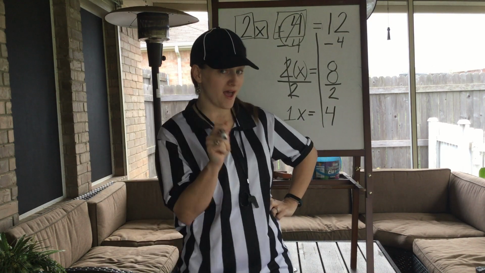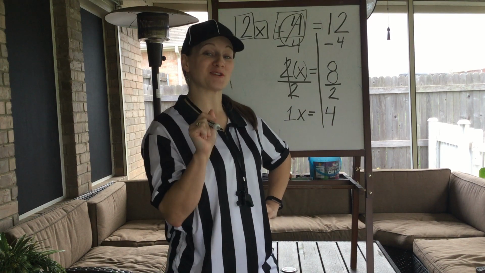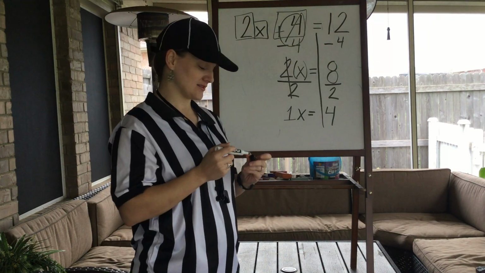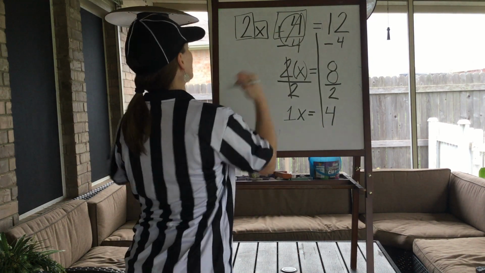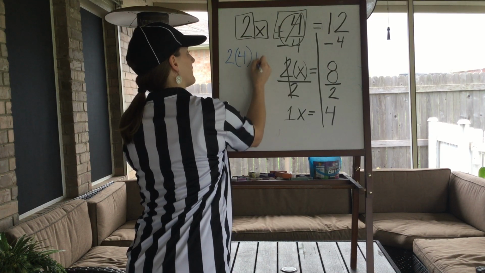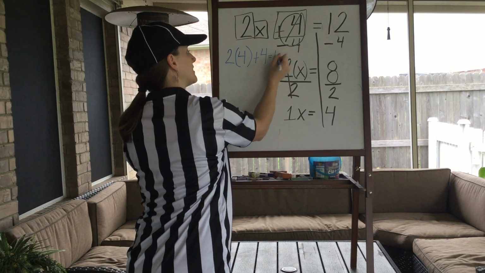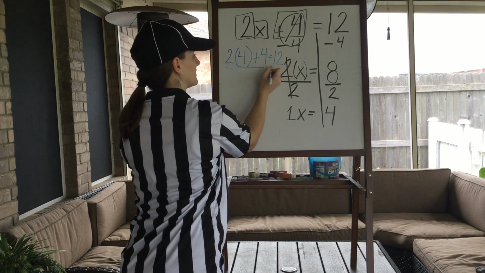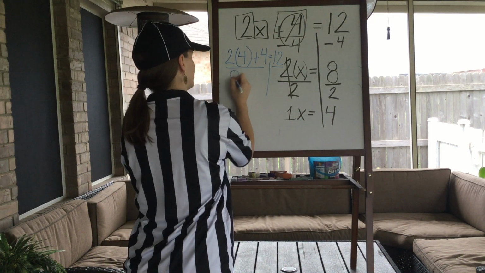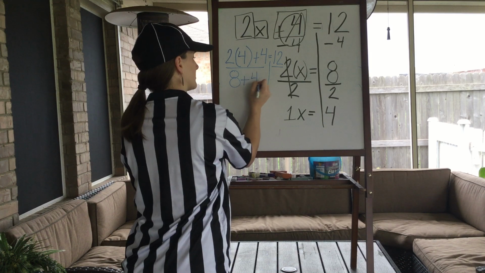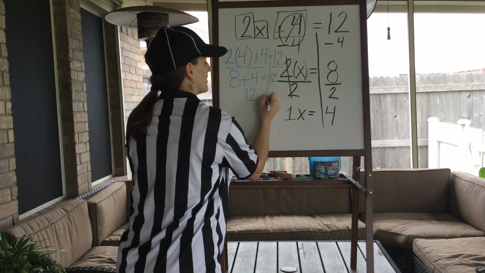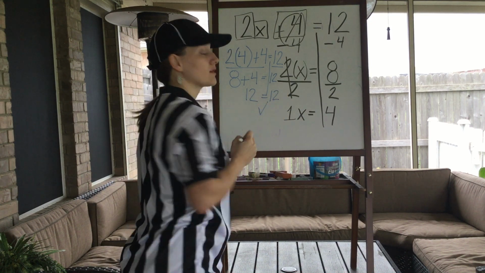But remember, in math, we must always check our work. So we're going to take that 4, and we're going to do what's called plugging it back into the equation. So we're going to go ahead and write our new equation with the 4 in it. And we're going to check and see, does that side equal that side? So 2 times 4 is 8, and 8 plus 4, does it equal 12? Well, 8 plus 4 is 12, and 12 equals 12. So our equation checks out.